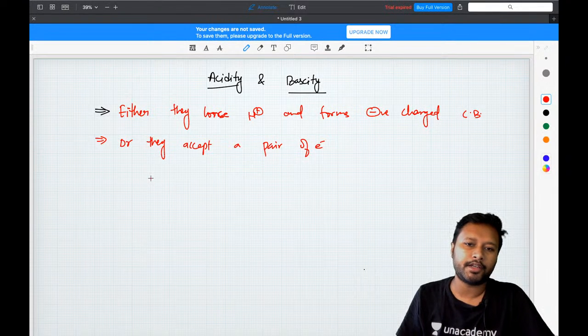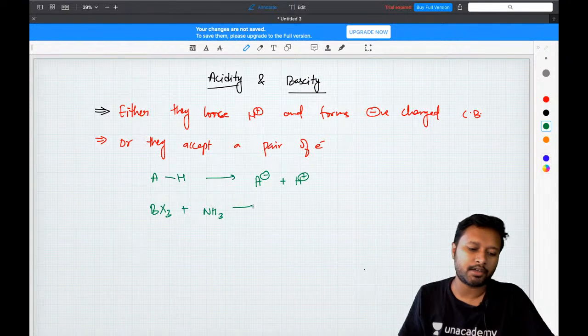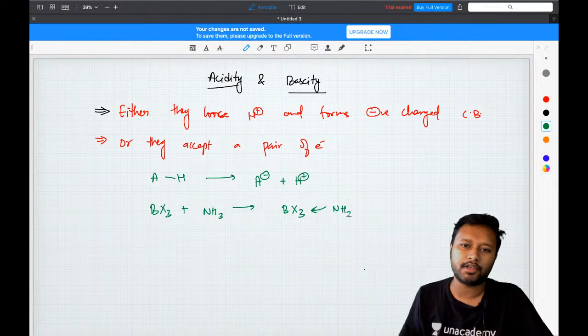For example, let's say you have a species AH. This is the first type of acidic molecule, in which A forms the negatively charged conjugate base of the conjugate acid, and the H plus ion is liberated. The second case: let's say I have BX3 and I give it NH3. The BX3 is going to accept the lone pair of electrons of nitrogen, forming BX3 minus along with NH3 plus. So these are the two ways in which a particular organic molecule is said to be acidic.